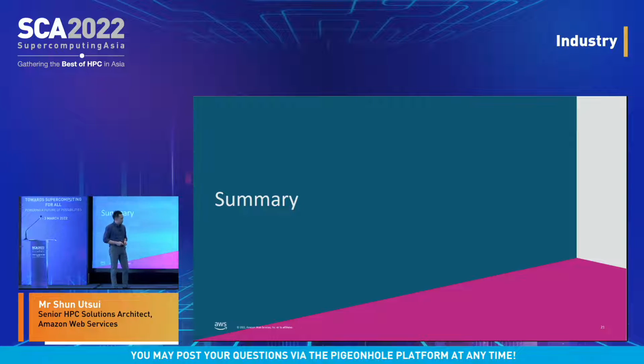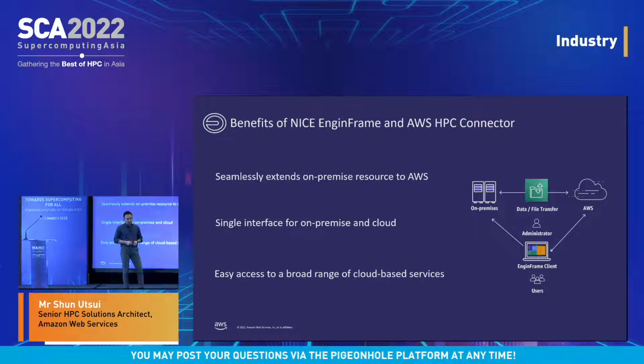Now I want to move on to the summary. So the benefits of NICE EnginFrame and AWS HPC connector are that it seamlessly extends your on-premise resources to AWS. It has a single interface for on-premise and cloud, and it takes care of your data transfers as well. And it provides you easy access to a broad range of cloud-based services. So it's really about accelerating your research and innovation.